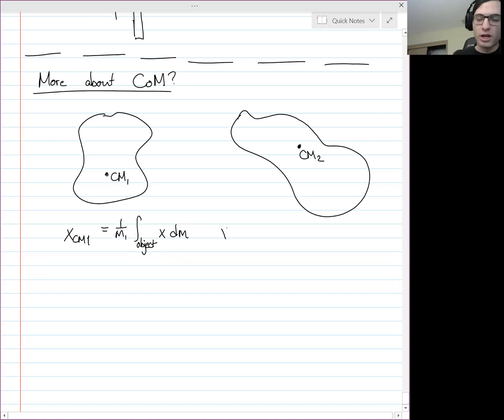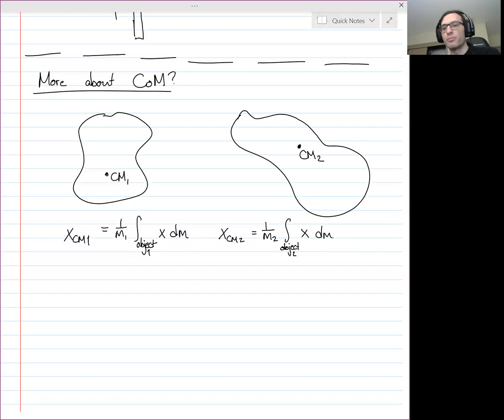And similarly, xcm2 is 1 over m2 times the integral over object 2 of x times dm. Again, you're just adding up the positions weighted by the small amount of mass, and then you're taking the average effectively. You're taking the weighted average position.